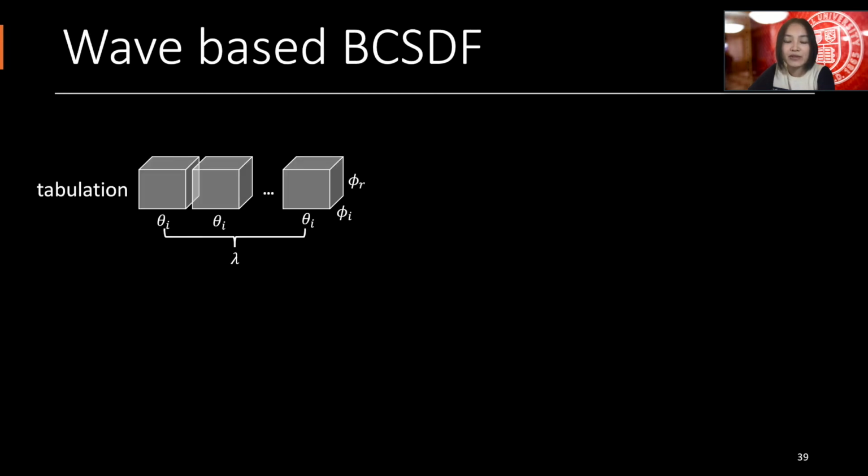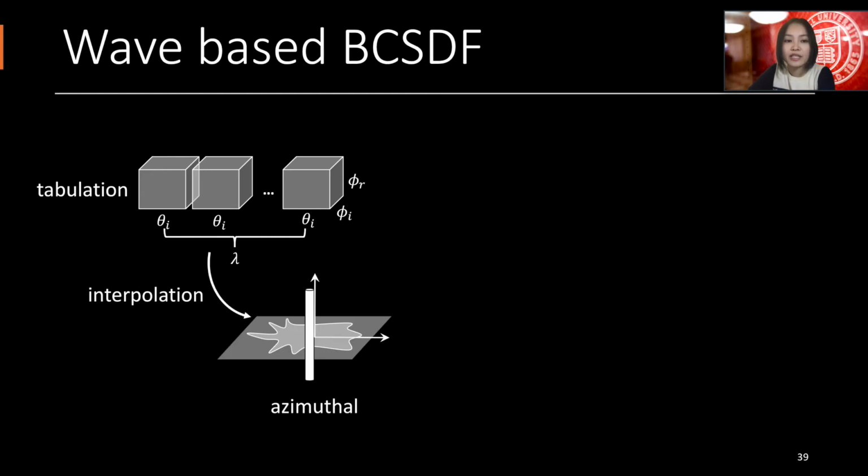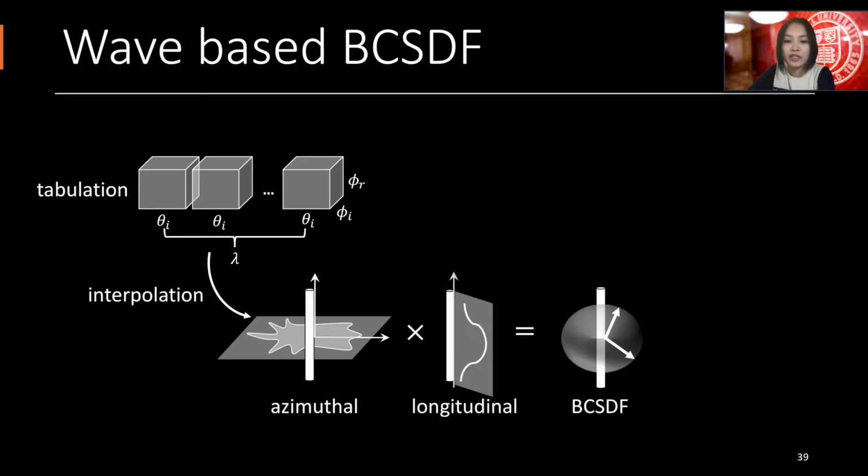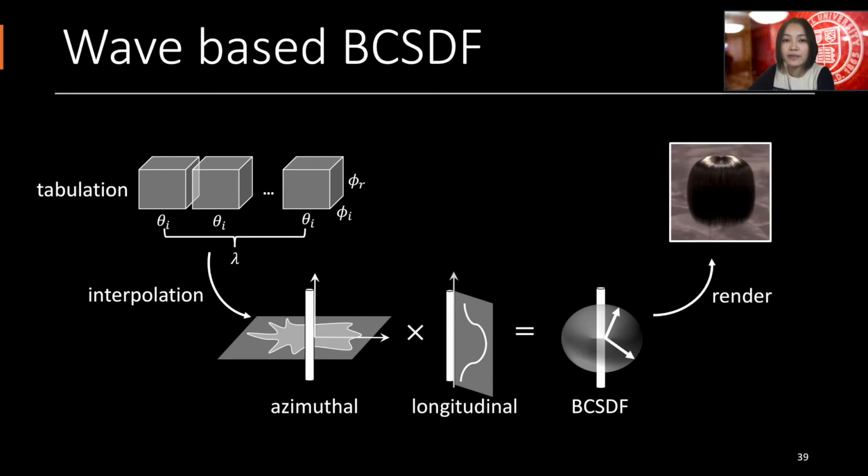To summarize the algorithm, we conduct wave simulation for different incident directions and wavelengths, average over two polarizations, and tabulate the azimuthal scattering function. At rendering time, we interpolate the tables to compute the azimuthal function, and together with the longitudinal function, we can compute the full BCSDF and render fibers.